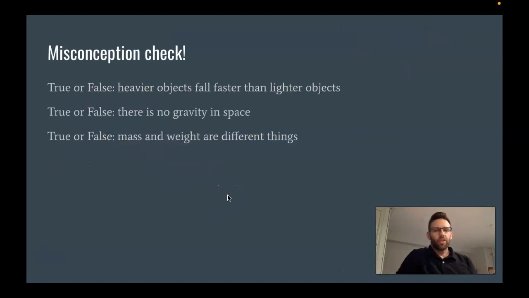Alright, let's do a quick check to see if any of you have any misconceptions. Now, some of these statements might be true, they might be false, I'm not going to tell you right now. But I want you to maybe pause the video and think about what you would say for each statement. So first of all, true or false, heavier objects fall faster than lighter objects. The second one, true or false, there is no gravity in space. And the third one, true or false, mass and weight are different things.